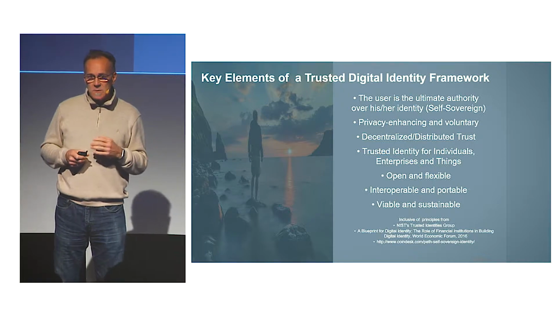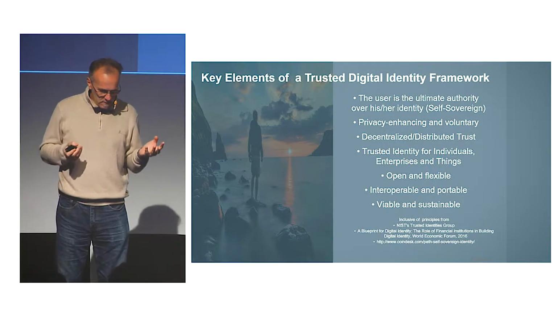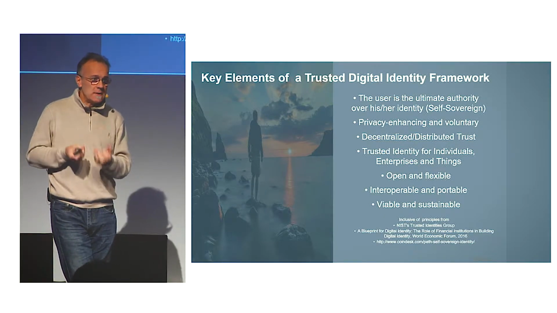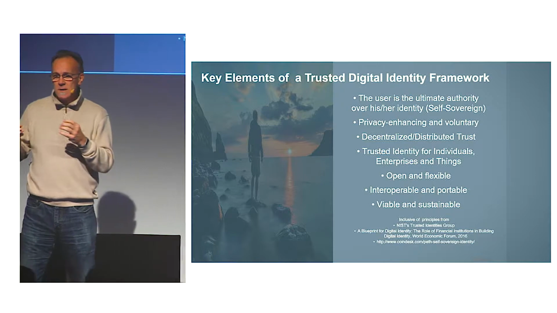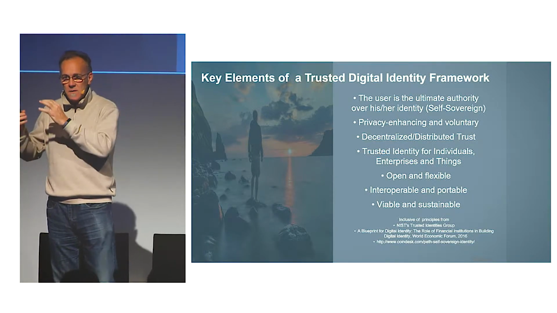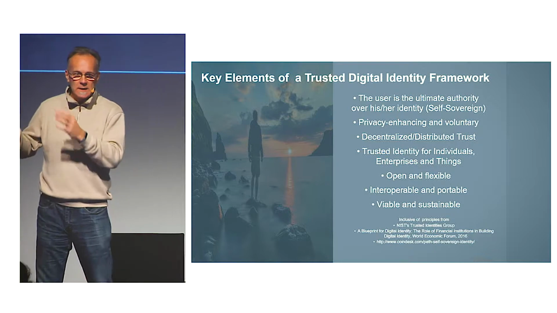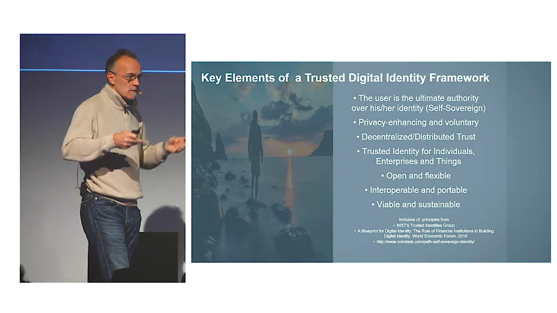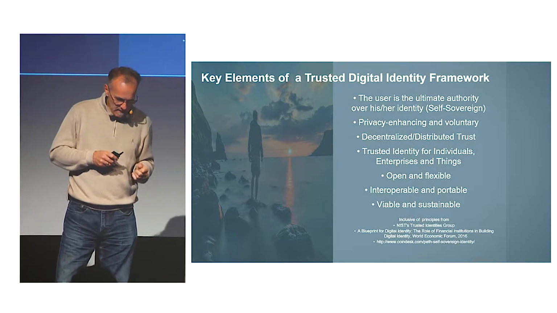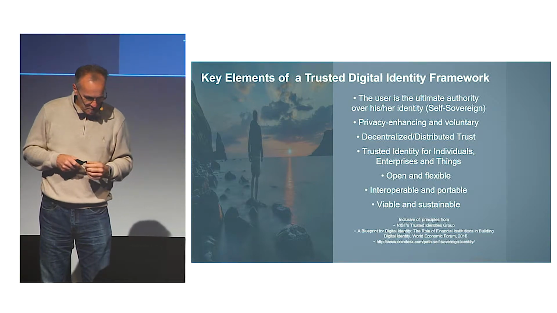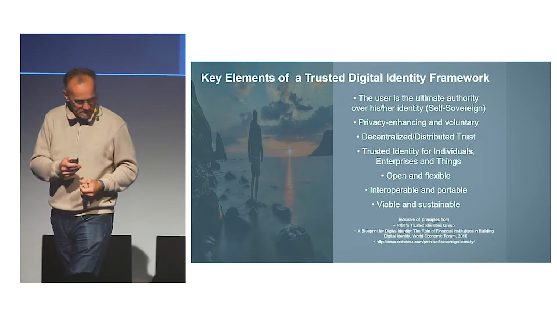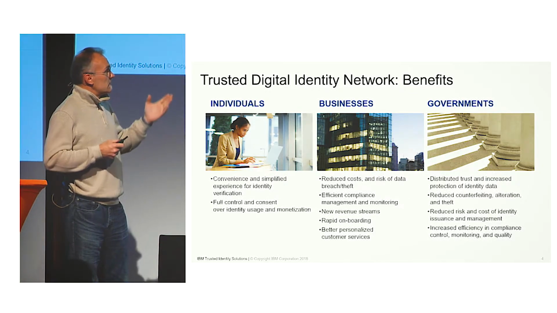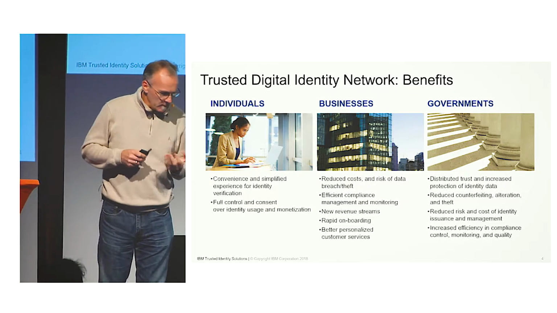We want the system to be fully decentralized and trustable. And this should extend not just to individuals, but in a world where everybody gets connected, even things. The system ideally should scale to identifying things as well as people and organizations, whether they're enterprise or not. It should be open and flexible, interoperable and portable, viable and sustainable. I'll skip to this.